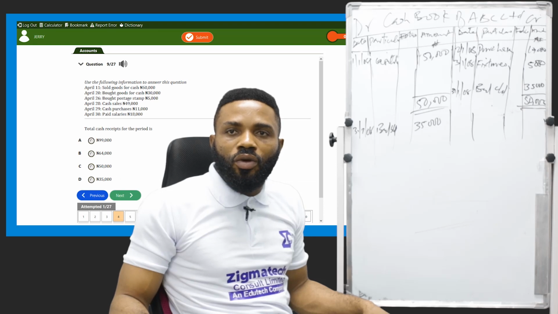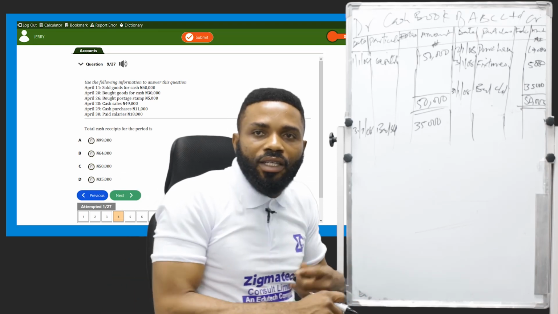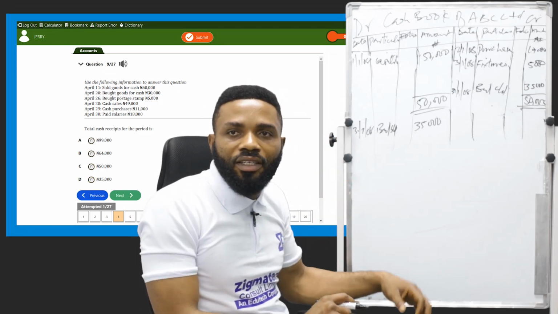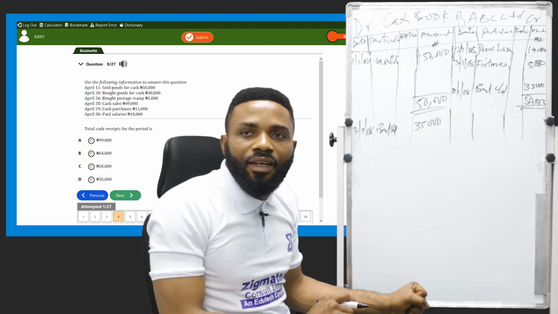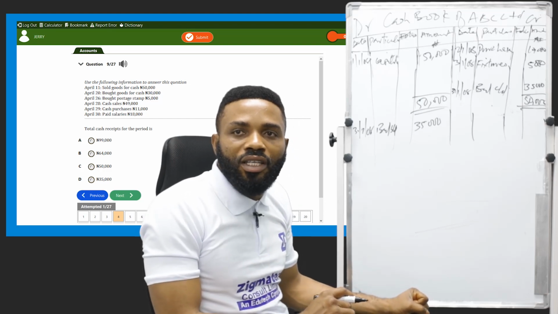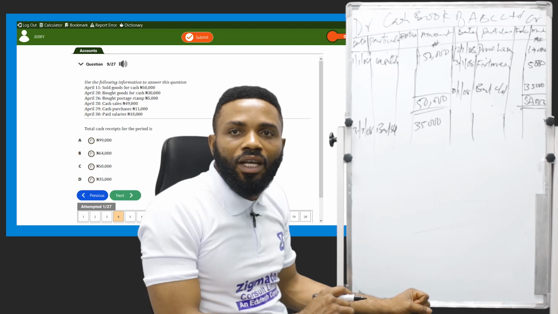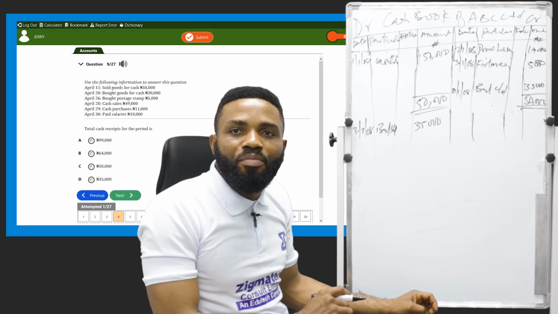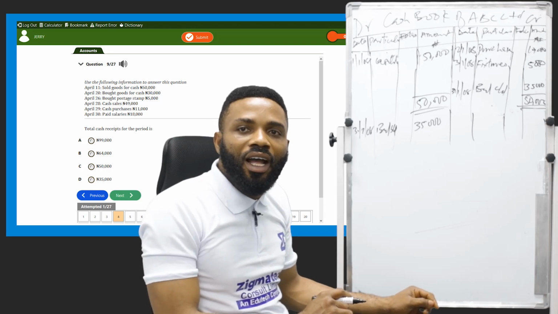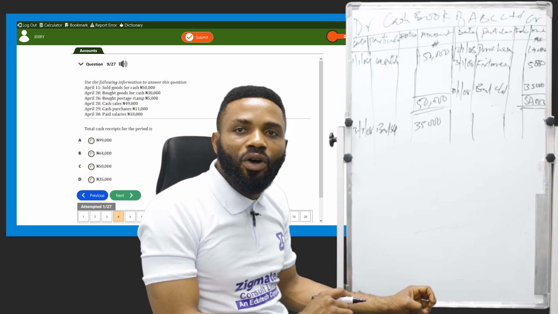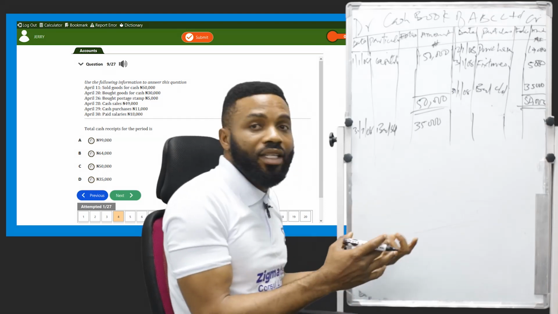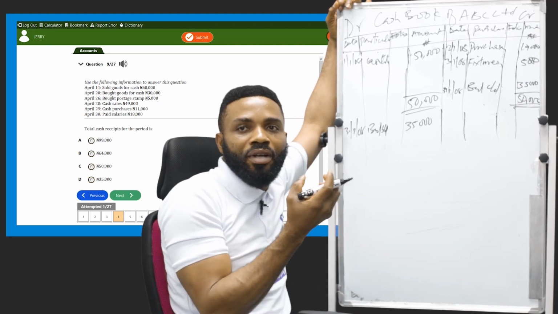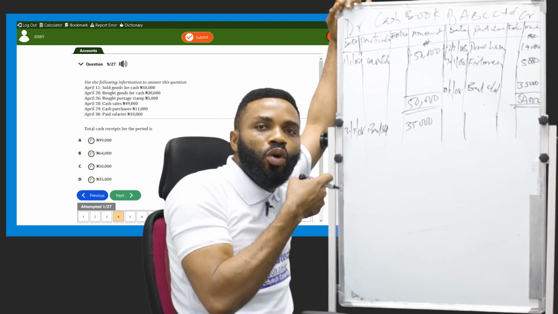We have to choose a question. Okay, let's look at this. Use the following information to answer this question. Sold goods for cash, 50,000. Bought goods for cash, 30,000. Bought postage stamp for 5,000. Cash sales, 49,000. Cash purchase, 11,000. Pay salaries, 18,000. Total cash receipt for the period is very simple. You just look at this. You don't even need to draw the account.